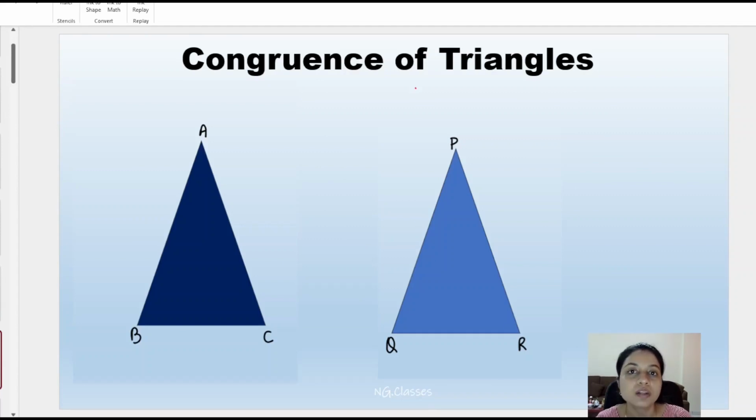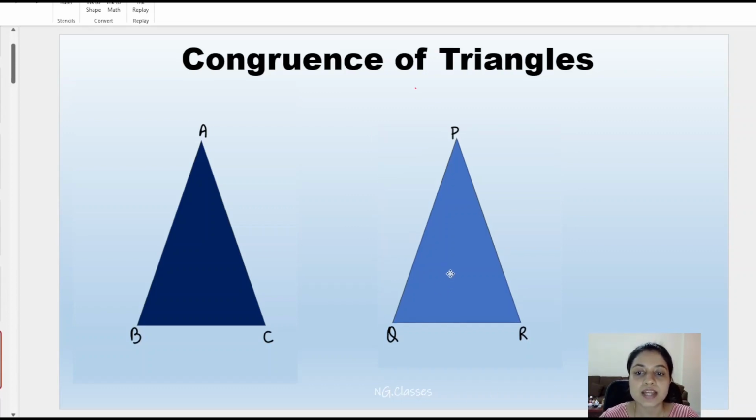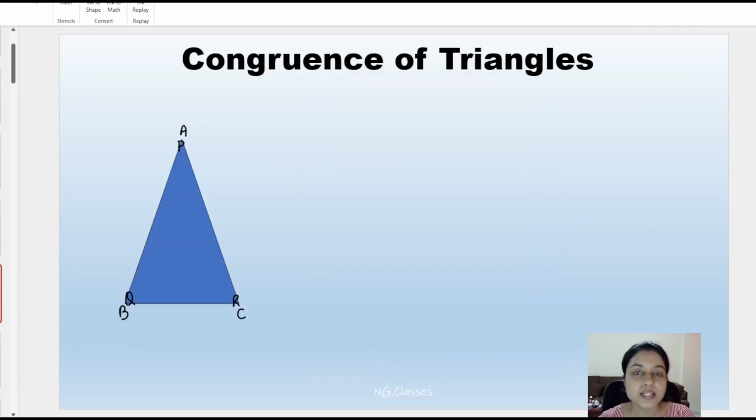Now let's focus on congruency of triangles. So here we are having two triangles, triangle ABC and triangle PQR. Now let's check whether these two triangles are congruent or not by placing triangle PQR on triangle ABC. So when we will take triangle PQR and will place it on triangle ABC, here we can see that triangle PQR is covering triangle ABC completely. Hence, these two triangles are congruent with each other.